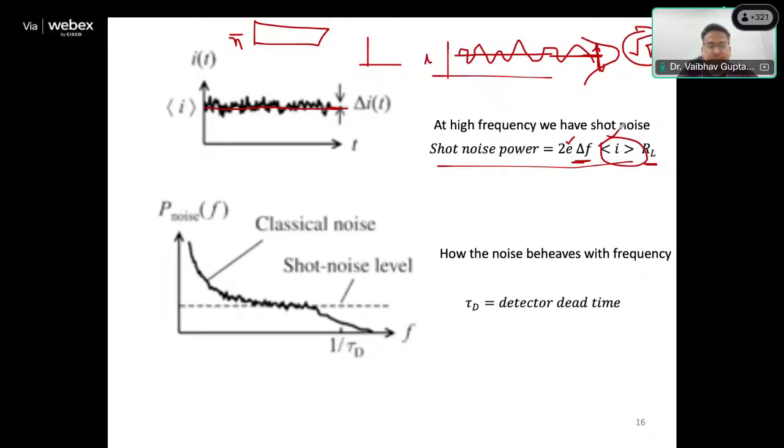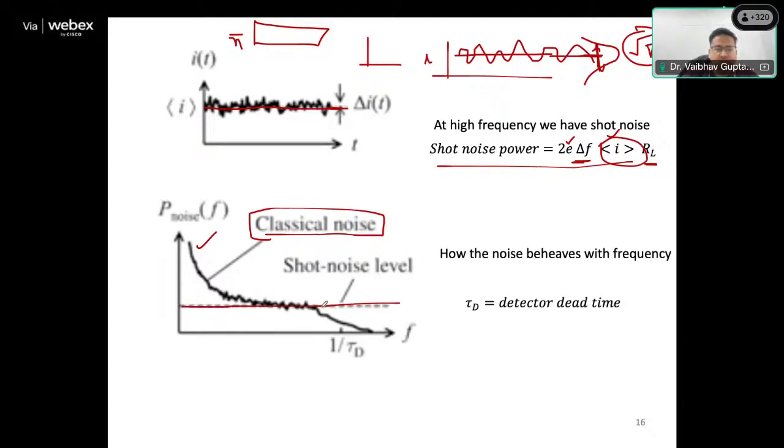Now the shot noise behavior we see in terms of frequency. For example, at very low frequencies, the noise which dominates is classical noise. For example, flicker noise, or 1/f noise, is very dominant. When f is small, noise is very high. Shot noise is always there, right?